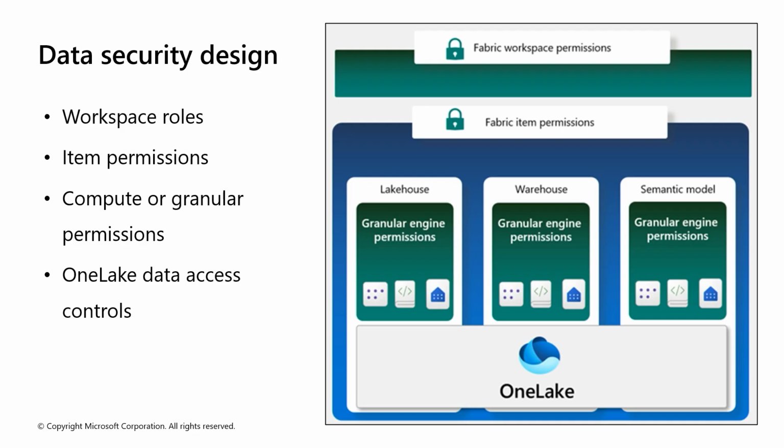Compute or granular permissions can be applied within a specific compute engine in Fabric, like the SQL endpoint or the semantic model. Remember that Fabric data items store their data in OneLake. Access to data in the Lakehouse can be restricted to specific files and folders using the role-based access control, or RBAC, feature called OneLake Data Access Controls.